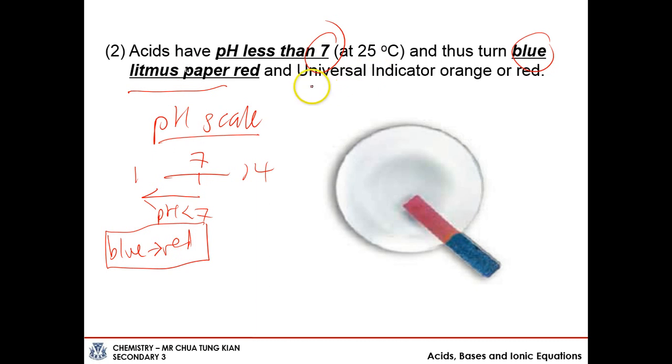If we use universal indicator, depending on the strength of the acid, it gives us either an orangey color or a red color. Red is for strong acid, orange for a weaker acid. Universal indicator by itself, when it's neutral, is green in color. So acids give a red color change, and bases give a violet color change. We'll cover more on the bases later on in this topic.